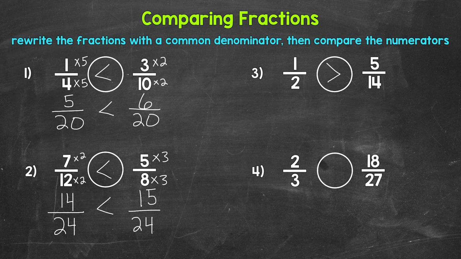Now let's prove this and write this out with a common denominator. The least common denominator for 2 and 14 is 14. Now 5/14 already has that common denominator, so let's rename 1/2 here. And we know that 2 times 7 gives us that denominator of 14. So let's do that to the numerator as well. 1 times 7 gives us a numerator of 7. 7/14 is greater than 5/14.